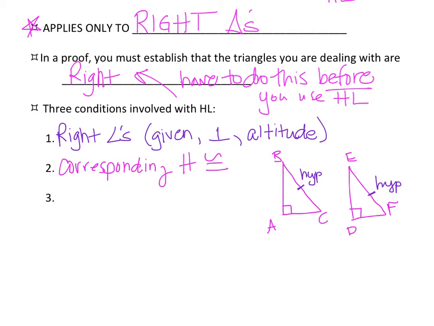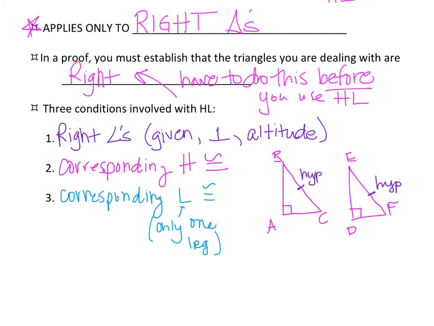And then the third condition is you have to have corresponding legs congruent. And this is not both legs, only one leg has to be congruent. Remember, a leg is the same thing as a side. So let's say this side AC is congruent to DF. That's a leg congruent to another leg. So you have a hypotenuse leg congruency.